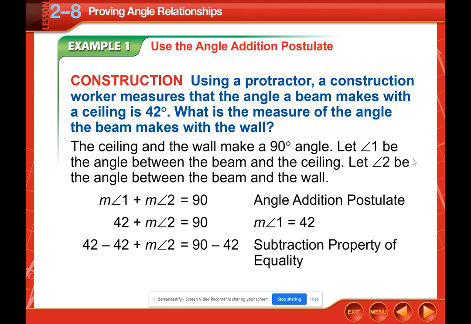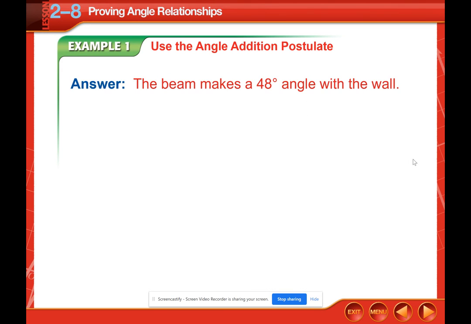I use the subtraction property of equality to subtract 42 from both sides, and then substitute once again so that the measure of angle 2 is found to be 90 minus 42, which is 48. The beam makes a 48-degree angle with the wall.